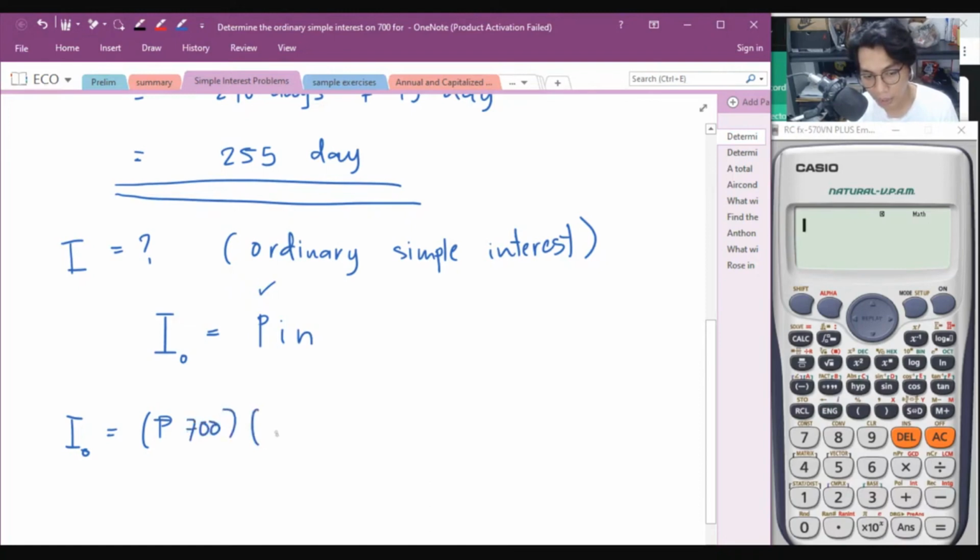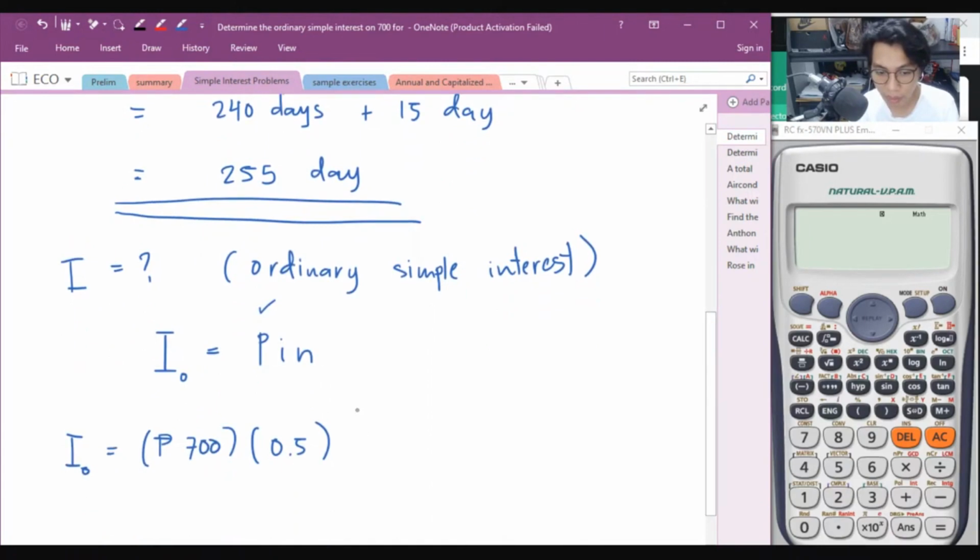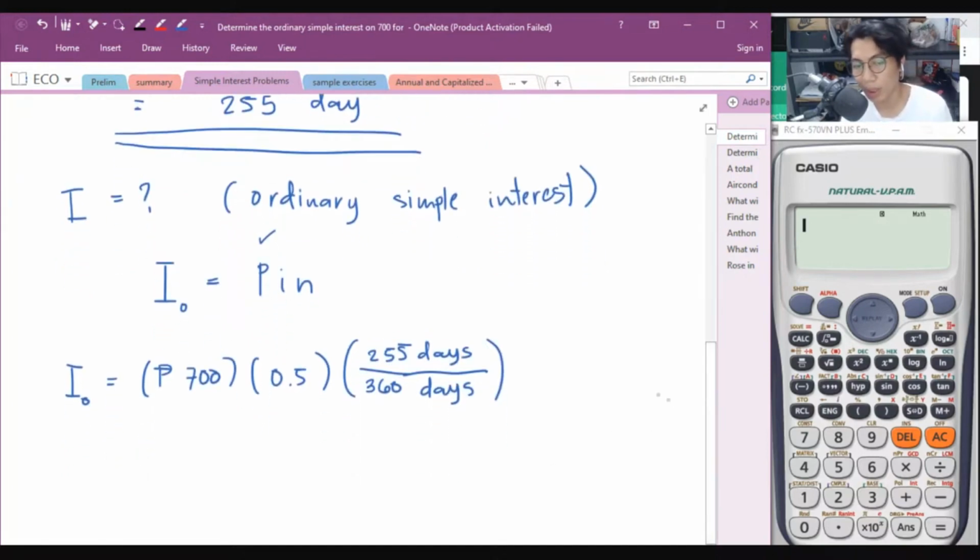multiplied by I, which is 15%, 0.15. And then you have N. However, your N, you divide by the number of days, ordinary. Your N is 255 days, 255 days over, also in days. Let's compute the value. Something will cancel there. Let's cancel the same units, days and days.